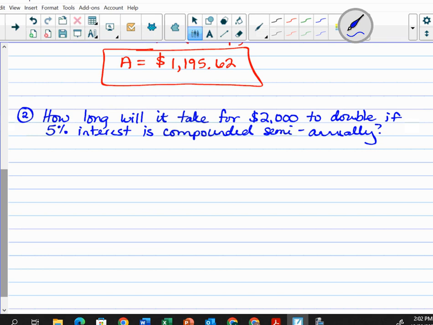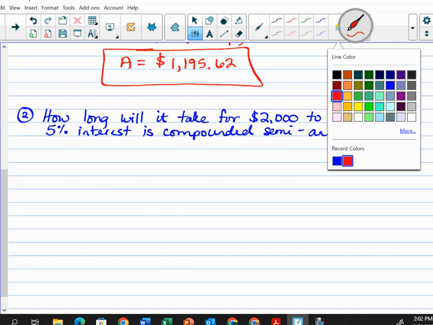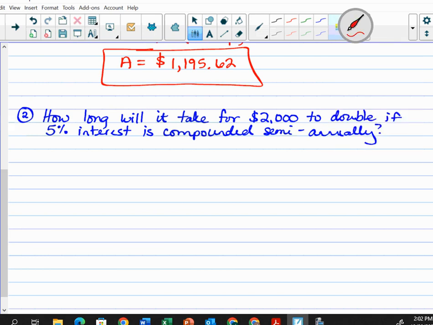So get the setup and I'll walk you through the solving. So what do we put for T? Nothing. You put a T. What is the A of this one? Yeah, so we're going to start with 4,000 equals 2,000 times 1 plus 0.05 over 2 to the 2 times T. Are you guys good with the setup? Yeah.